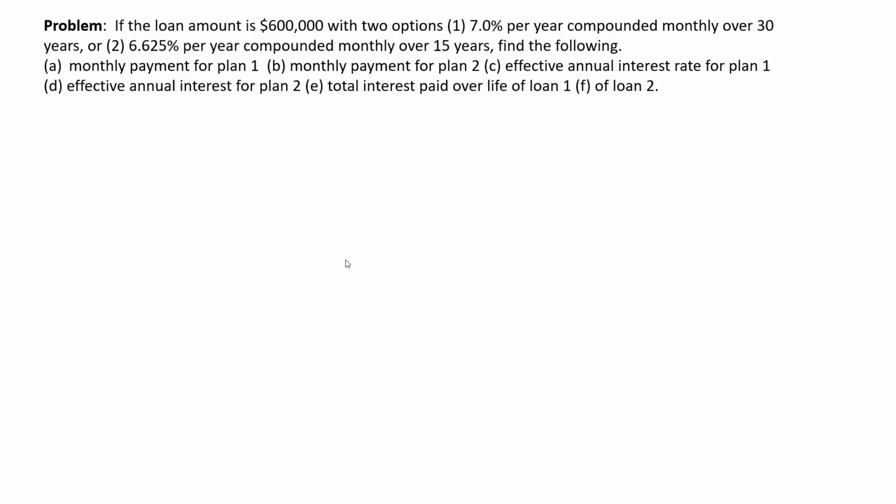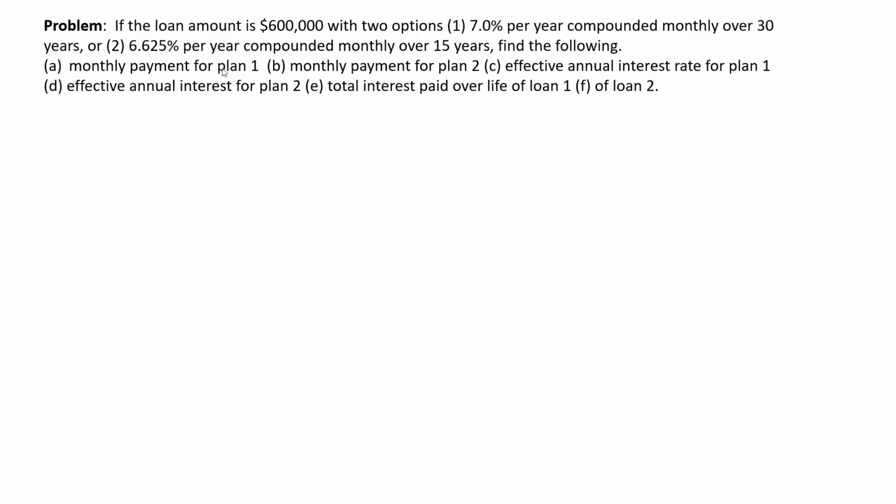Now, let's look at this. The loan amount is $600,000 with two options: one, 7% per year compounded monthly over 30 years, or two, 6.625% per year compounded monthly over 15 years. Getting the picture? Okay? And this is also a very realistic example. When you get a mortgage for your house, this is exactly the kind of terms that they will state for you.